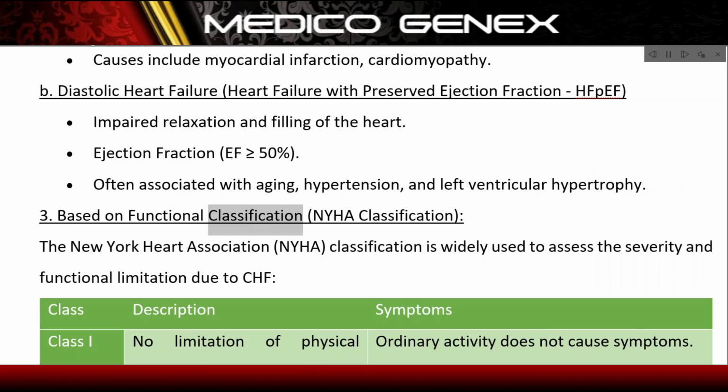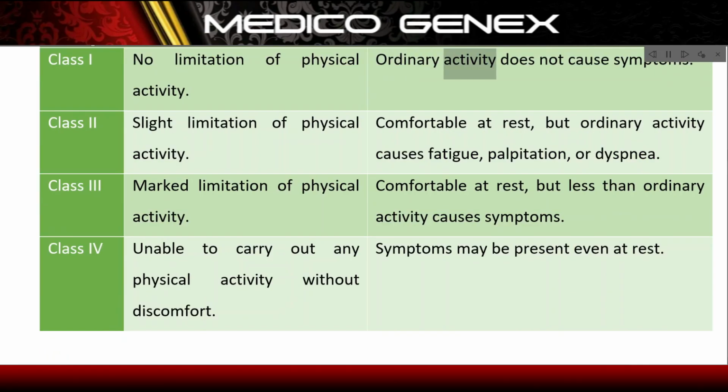3. Based on functional classification, NYHA classification. The New York Heart Association, NYHA, classification is widely used to assess the severity and functional limitation due to CHF. Class I: no limitation of physical activity. Ordinary activity does not cause symptoms. Class 2: slight limitation of physical activity. Comfortable at rest, but ordinary activity causes fatigue, palpitation, or dyspnea.